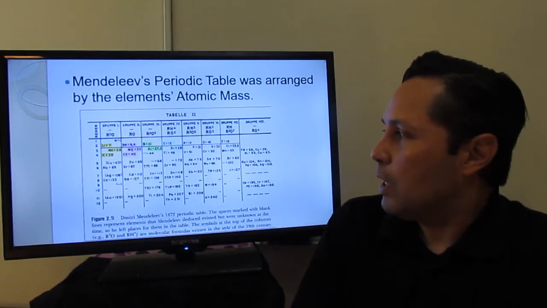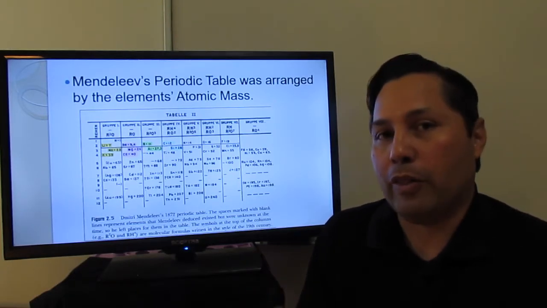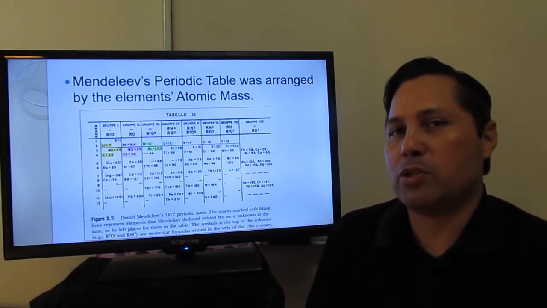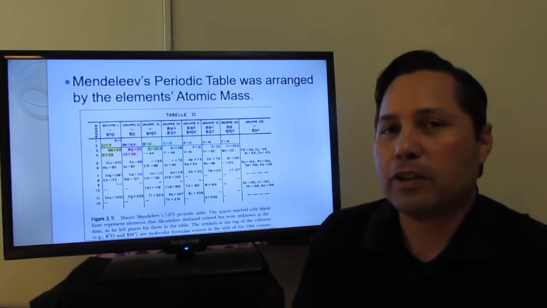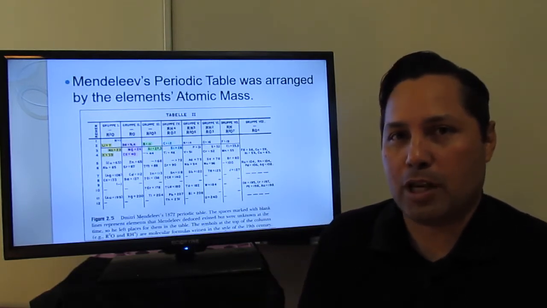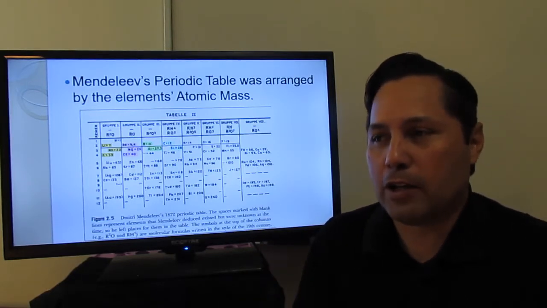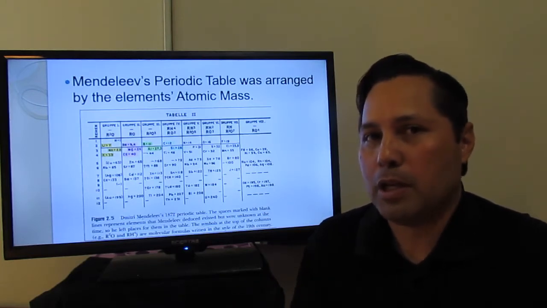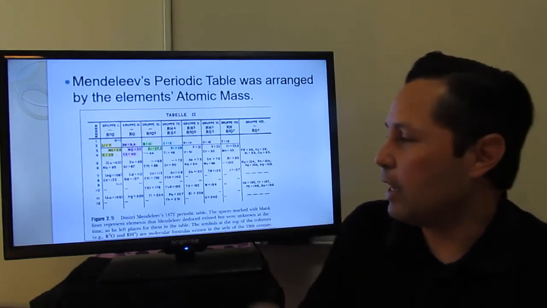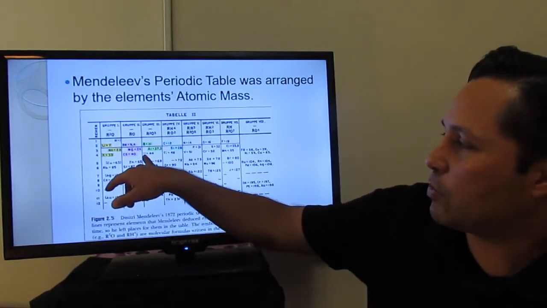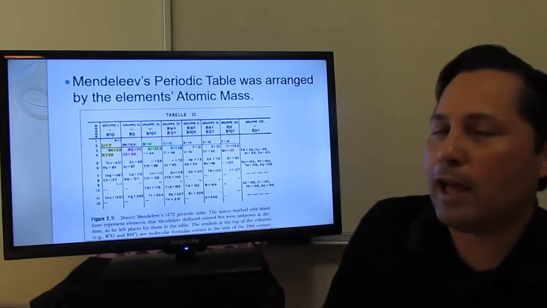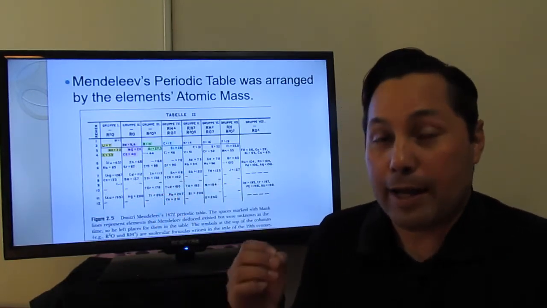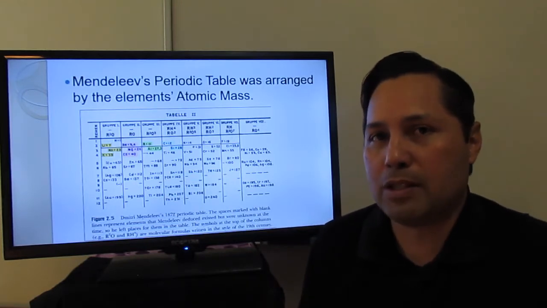As he went on, though, he made predictions. He felt that there were gaps in his periodic table. He figured out that he didn't have all the elements that this periodic table should have, and he left gaps. All of these gaps you see here and there are elements that he predicted existed but had not been discovered yet.